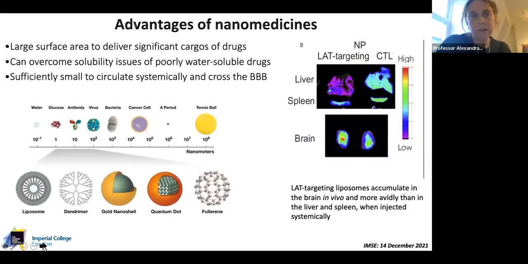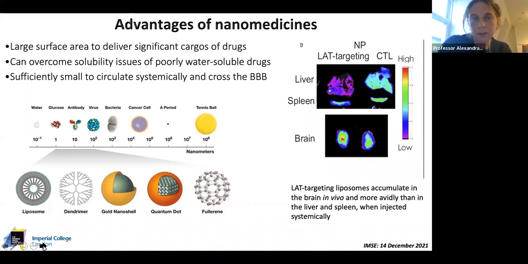Okay. So the approach that we were looking at was whether or not you could use nanomedicines, so nanoparticles, to attach the drug onto these particles and use them to deliver the drug from the bloodstream across these brain endothelial cells of the blood-brain barrier and into the brain. So what's the advantage of using nanomedicines?